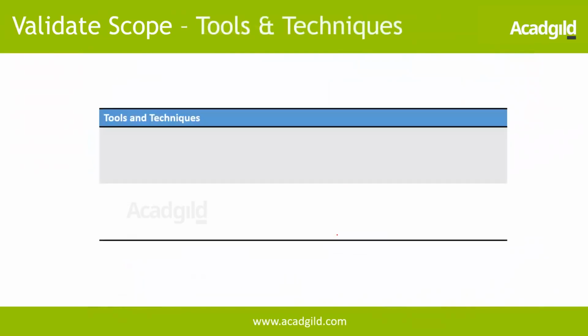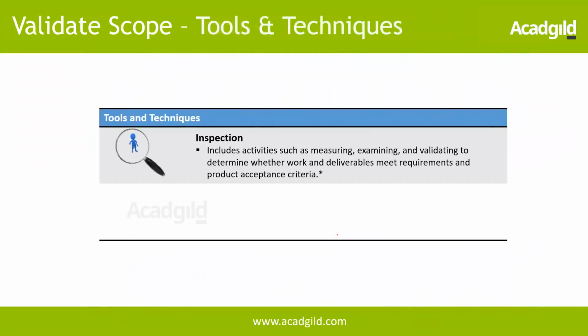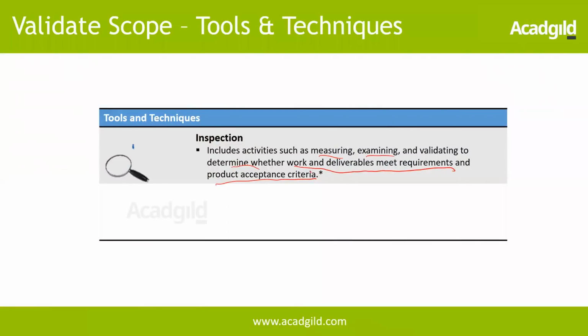So tools and techniques: inspection, which is nothing but the testing, includes activities such as measuring, examining, and validating to determine whether work and deliverables meet requirements and product acceptance criteria. So that's the reason we have this requirements document also as part of the input to validate whether the deliverables are covering all the requirements or not. So it's basically testing. And then decision making in terms of saying whether we can accept or not.